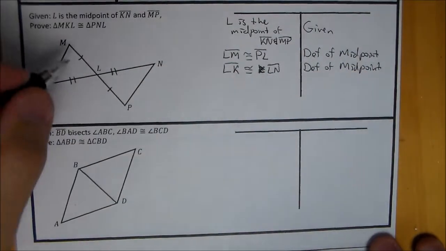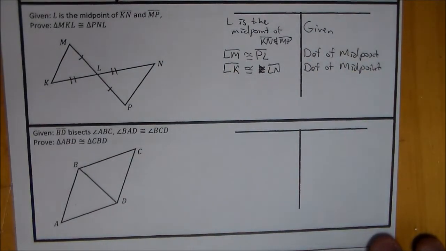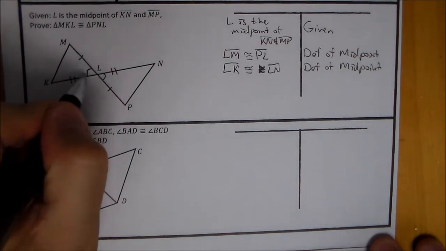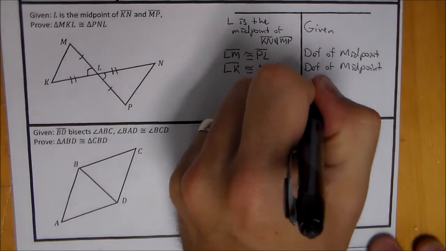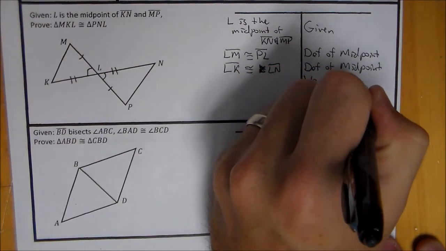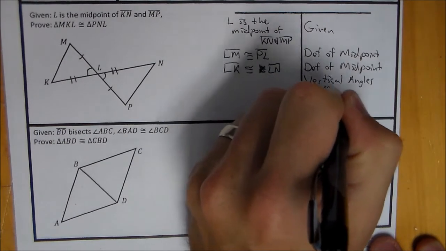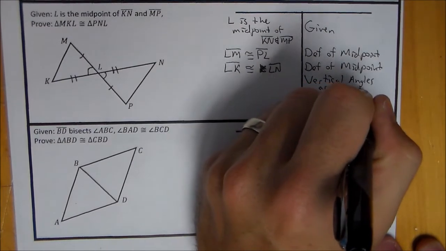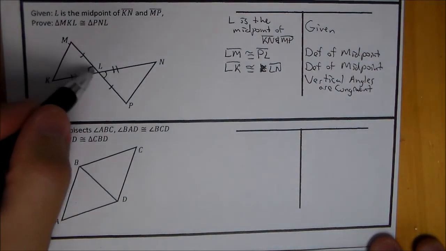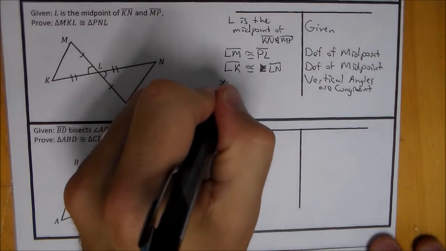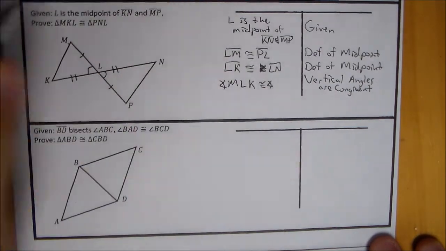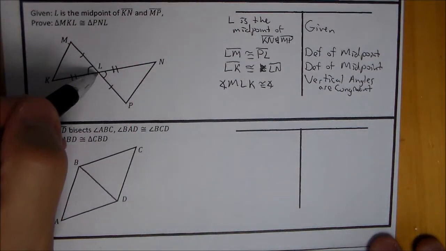Now, we have two parts. We needed three parts. So for this one, I'm going to use these angles right here because those are vertical angles, and vertical angles are congruent. So for that, we're going to name it MLK is congruent to angle PLN.